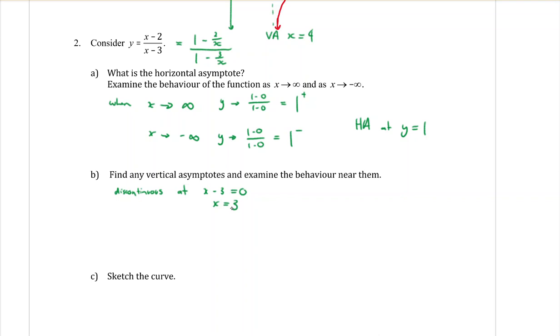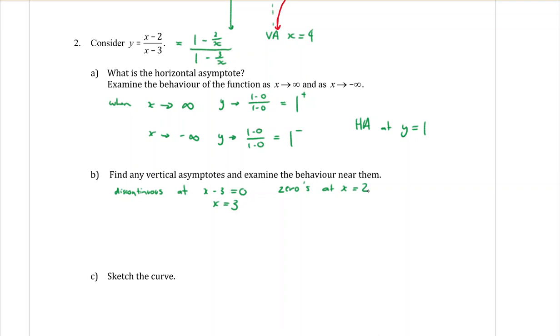There is actually a 0 for this graph while I'm investigating my denominator. The numerator. What makes the numerator 0? Yeah, so there's a 0 at x equals 2. There will be an x-intercept this time.